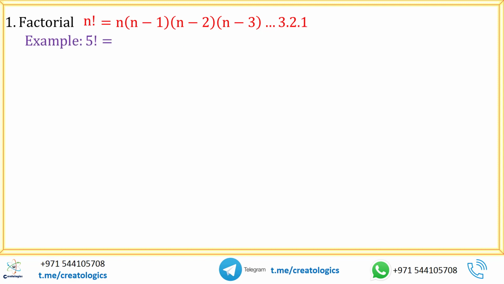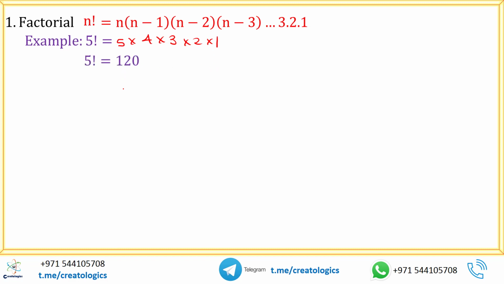You are already familiar with the factorial, which is represented by n factorial, and its value is the product of the first n natural numbers: n, n minus 1, n minus 2, n minus 3, and so on up to 3 into 2 into 1. For example, if we have to solve 5 factorial, its value is 5 times 4 times 3 times 2 times 1, right? So when you calculate it, you will get 120 as the value of 5 factorial.